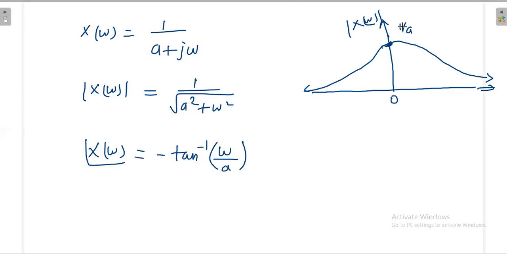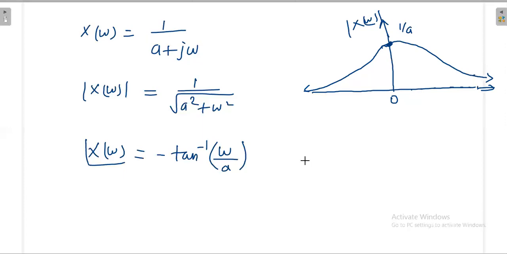Again, 1 by a is some number. So the frequency 0 is having more contribution in magnitude. When you increase the frequency value, the magnitude contribution is getting decreased.